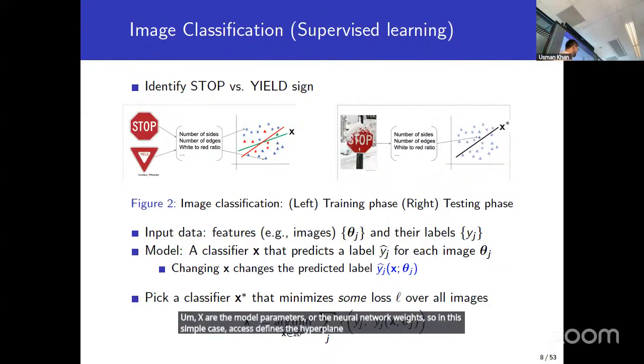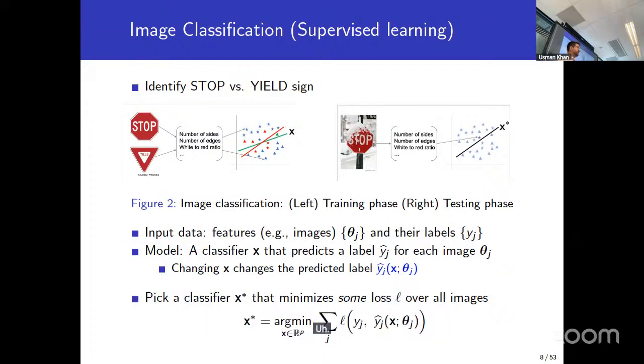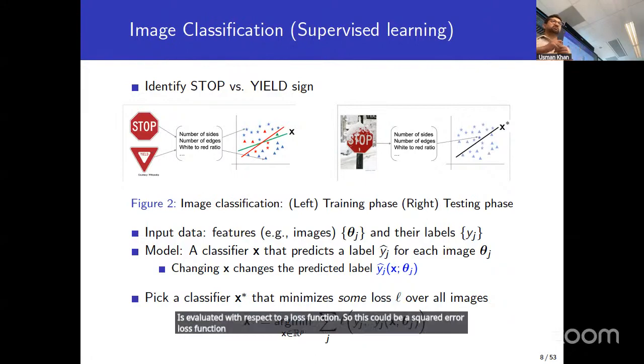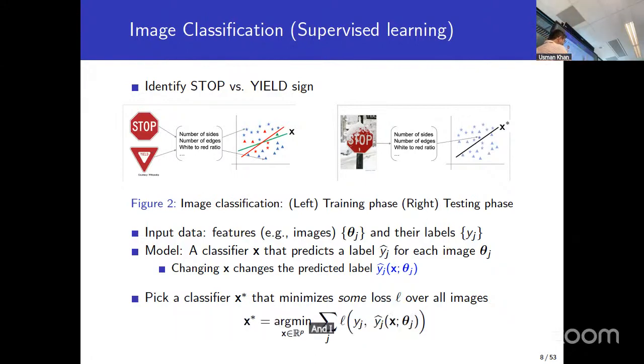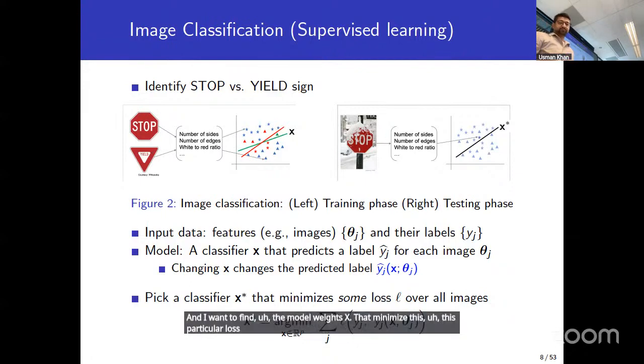I compare it with the true label Y, right? And the comparison is evaluated with respect to a loss function. So this could be a squared error loss function. This could be logistic loss. This could be a 0-1 loss, your favorite loss. And I want to find the model weights X that minimize this particular loss, right?